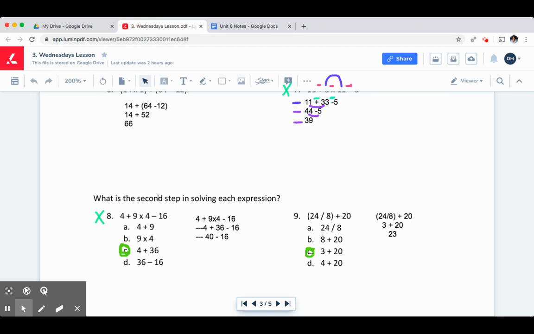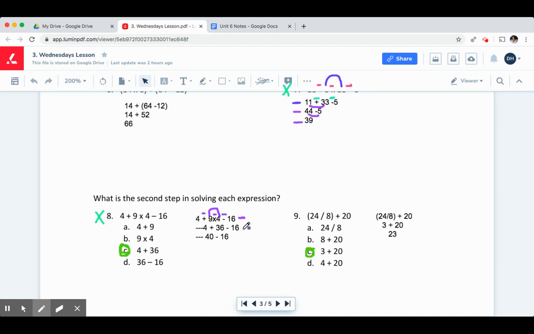Last, we'll do number 8. Number 8 is asking what is the second step in solving each expression. So, to be clear, this problem is asking you, what are you going to do second as you are solving? So let's go over. We start with our expression. We have addition, multiplication, and subtraction happening. We know that multiplication is more powerful, so we'll do the multiplication first. So the first step is to do 9 times 4.